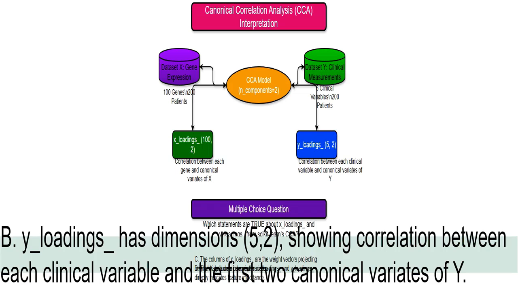Statement B states that y_loadings_ has dimensions 5, 2, indicating the correlation between the 5 clinical variables and the 2 canonical variates of dataset Y. This checks your understanding of the dimensionality of the output and its connection to the input data size and the number of canonical components. It also tests if you understand whether these values are correlations or something else.